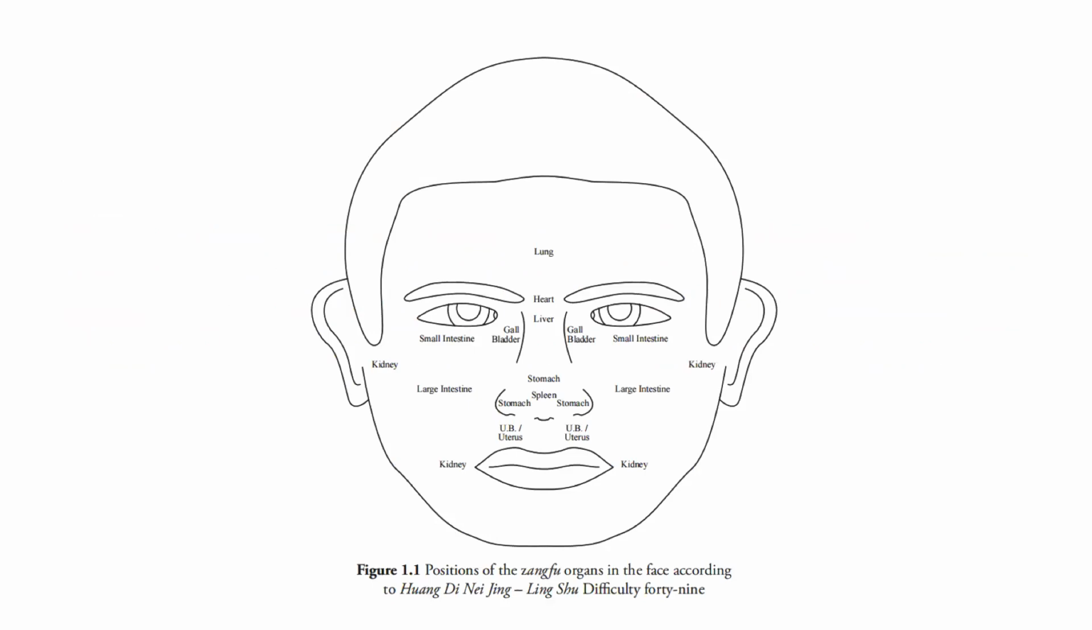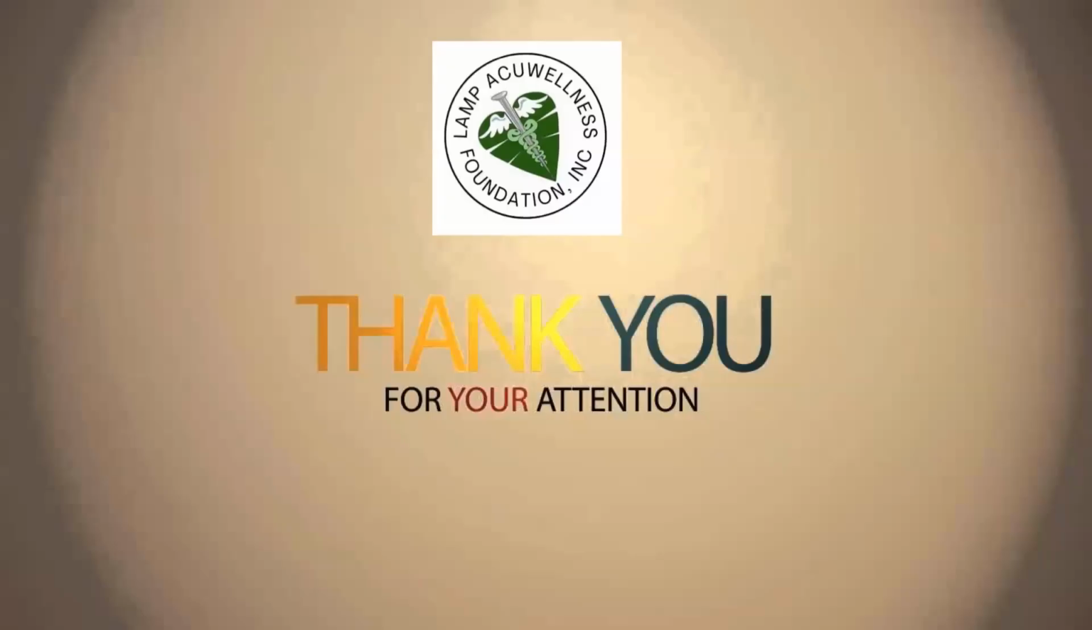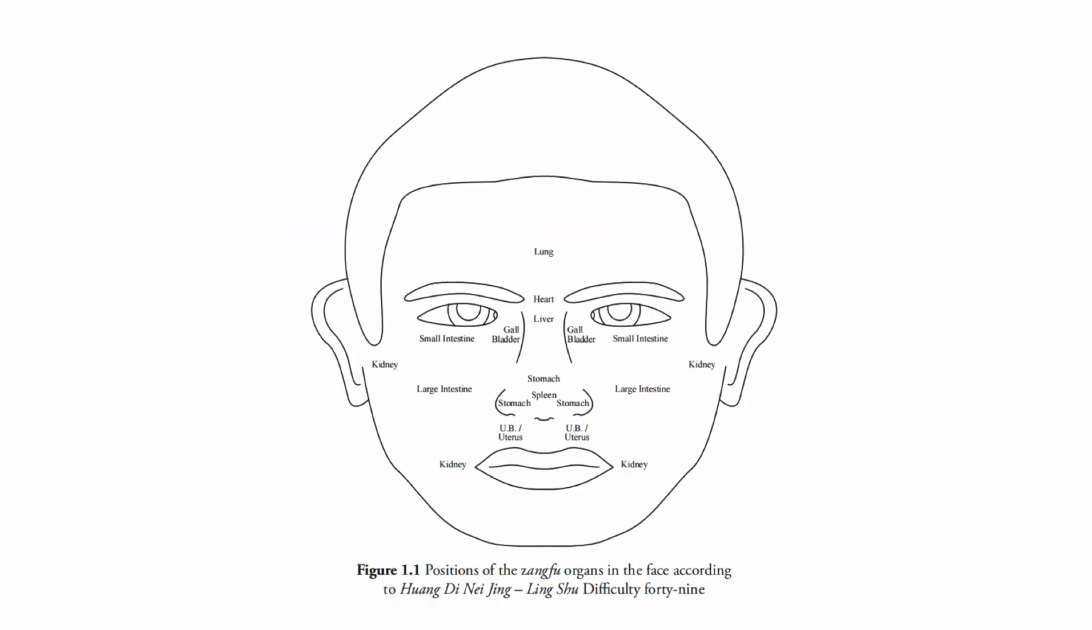Here is a facial diagram showing the position of the Zangfu organs in the face according to the Huang Di Nei Jing Ling Shu, chapter 49. The forehead will show the lungs.